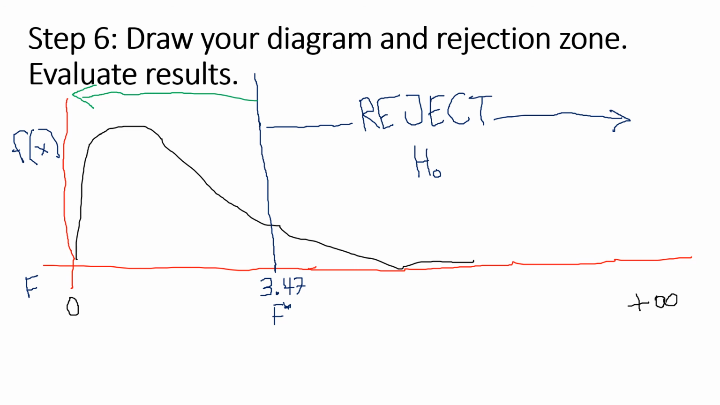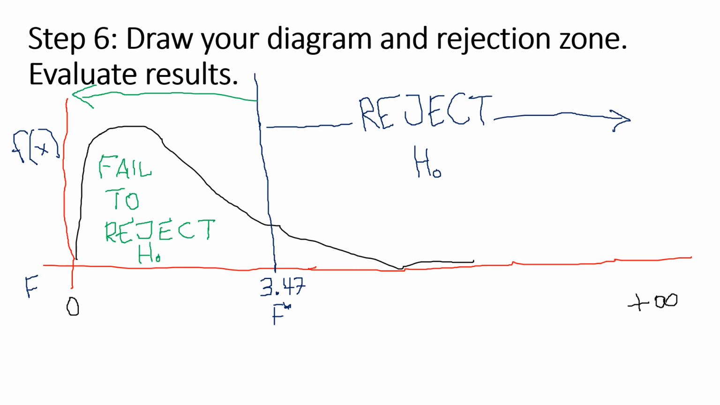Okay, let's go back here. If we're over here, we fail to reject, which older books would just say means you accept your null hypothesis. But in any case, what that means is that there's no statistically significant difference between your different samples.